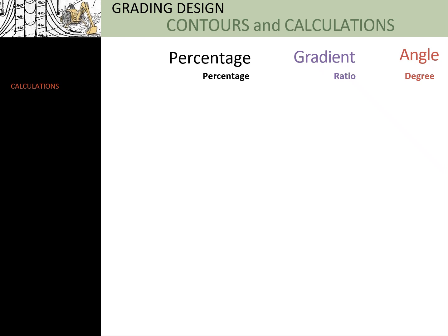There are three different ways to represent slopes: percentage, gradient, and angle. In this class, we do not use angle in degrees to calculate or to represent slopes because it's more complicated in calculation and it does not help contractors in effectively understanding, building, or measuring slopes. So now let's look at the other two.